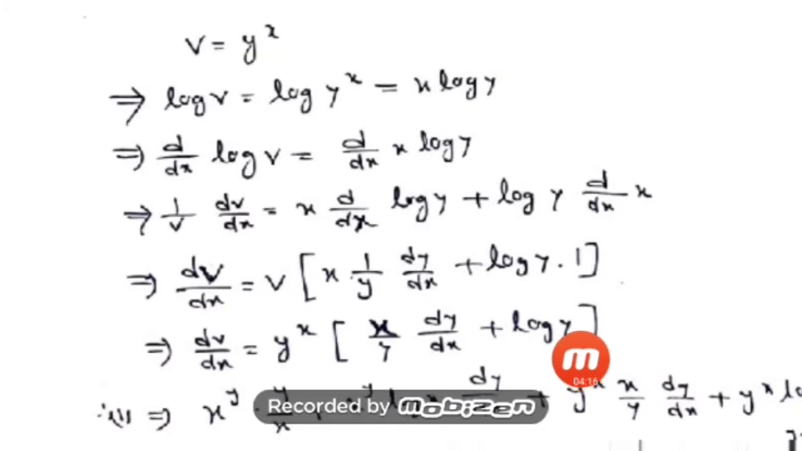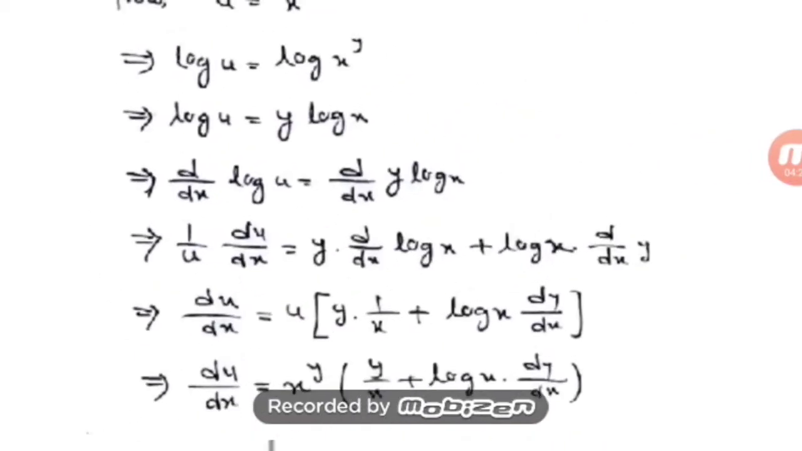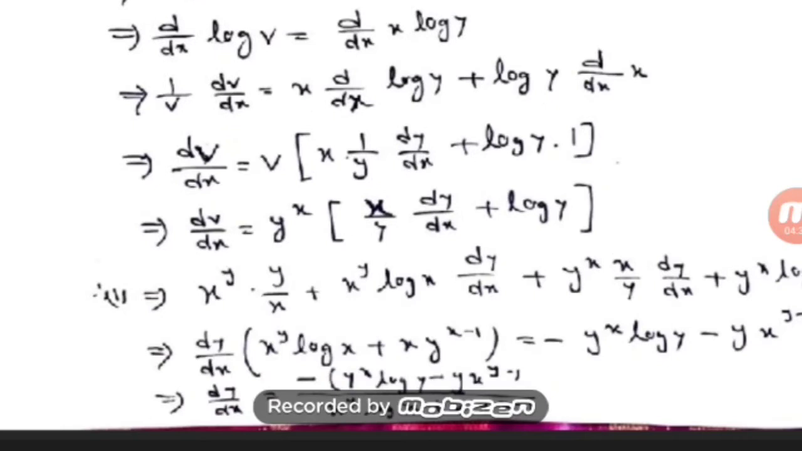Hope you understand it. Now we got the value of dv/dx, and we have got the value of du/dx, and now our aim is to put the values of du/dx and dv/dx here in 1. 1 is what? du/dx plus dv/dx equal to 0. So you see here I have substituted.